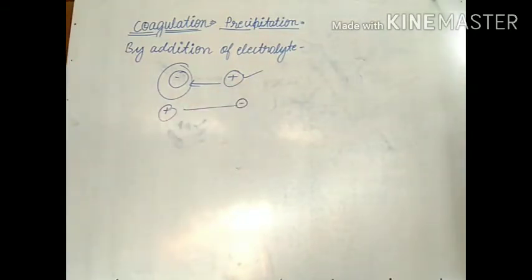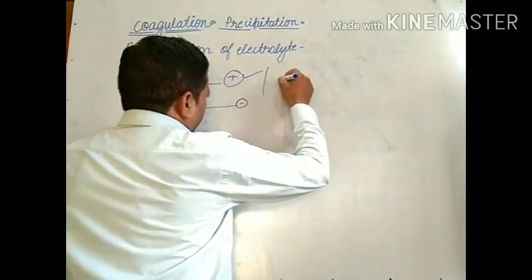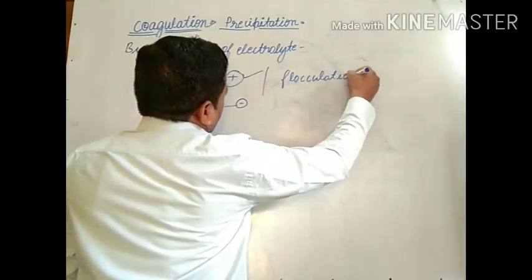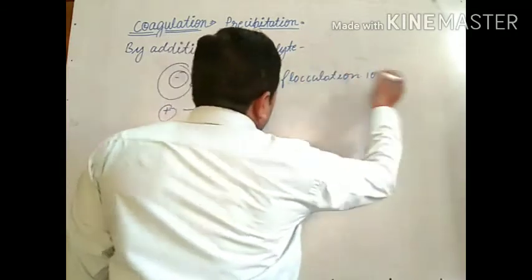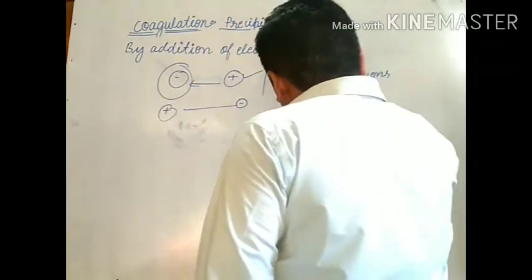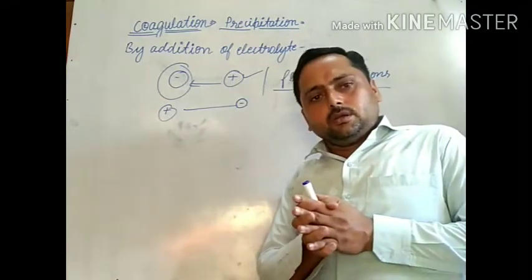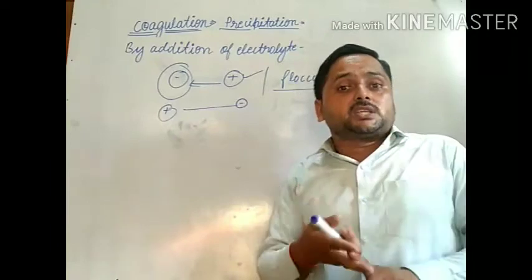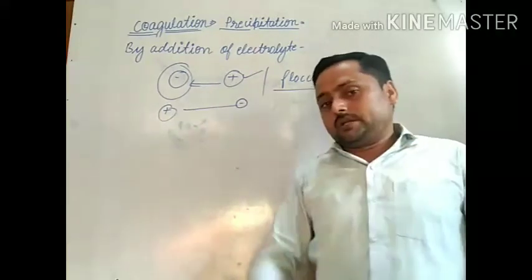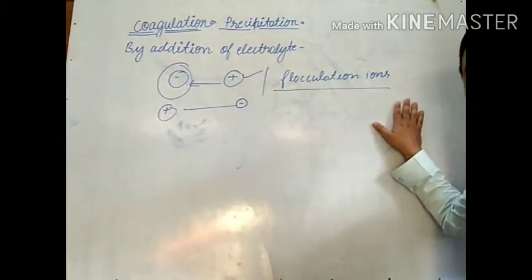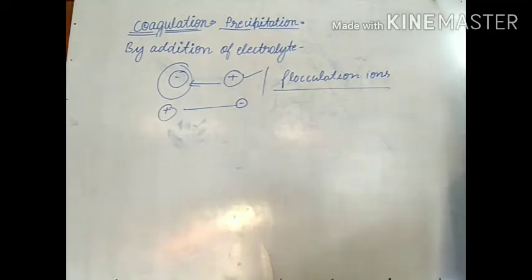One new word we will use here is flocculation ion. Flocculation ion means the ion which is going to precipitate the colloid, which neutralizes the charge of colloidal particles.